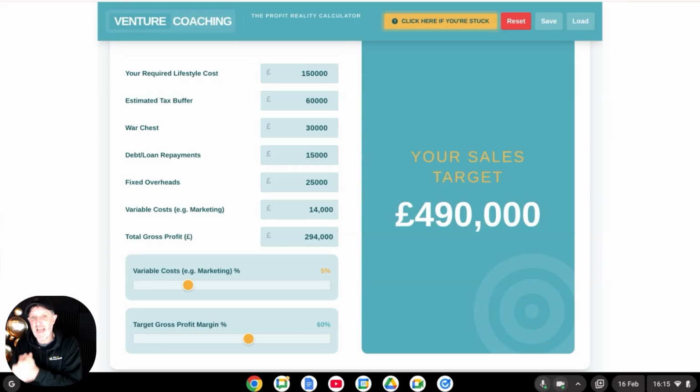If you don't understand your gross profit percentage and your gross profit figure in your business, I would strongly urge you to go and do some research into that. Check with your accountant, your bookkeeper, look at your own data, analyze that figure. But essentially what it is, it's the sales figure less the cost to produce that sale. So it doesn't include your overheads, doesn't include loan repayments, doesn't include marketing costs.